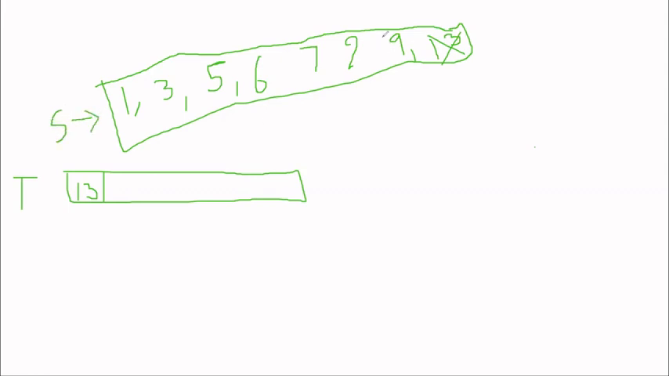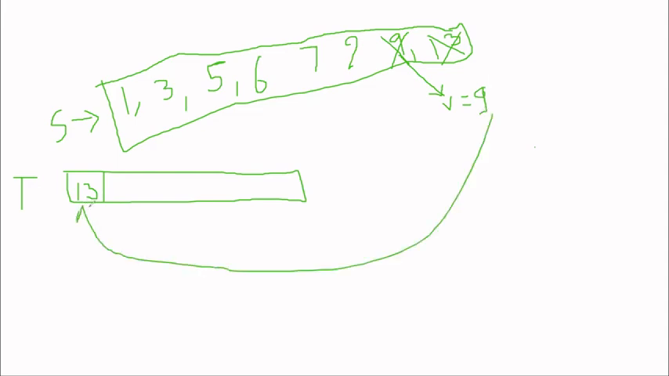Next the element 9 comes. I'll pop it from here and store it in a variable v. 9 is popped from this stack and stored in variable v. Then I'll compare this value with the top of the temporary stack, with this 13. Is 9 greater than or equal to 13? No, 9 is not greater than or equal to 13.